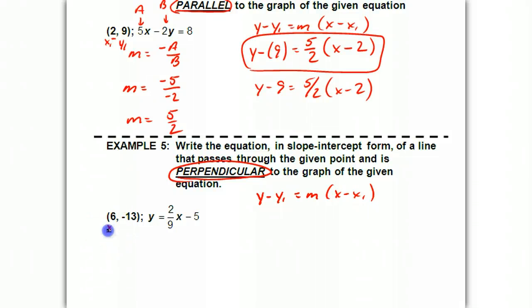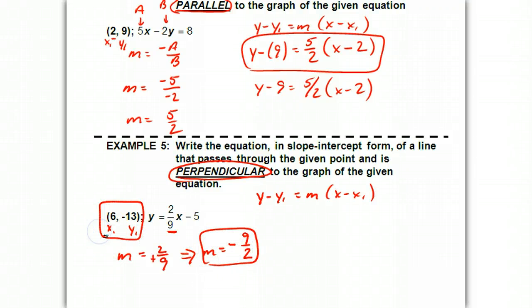Well, we've got a point here already, x1 and y1. That's already ready for us. And from this equation, we can find our slope. The slope of this line is equal to 2 over 9. So the slope for our line, the negative reciprocal of that, when we put it into our perpendicular line, is going to be negative 9 over 2. I'm going to switch the sign. This was plus 2 over 9, so I'm going to change it to minus, and I'm going to take the reciprocal. Now we've got all the pieces to fill in.